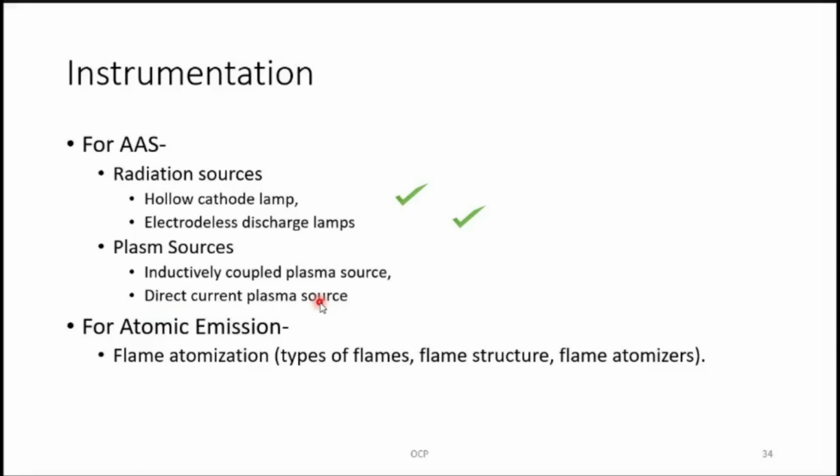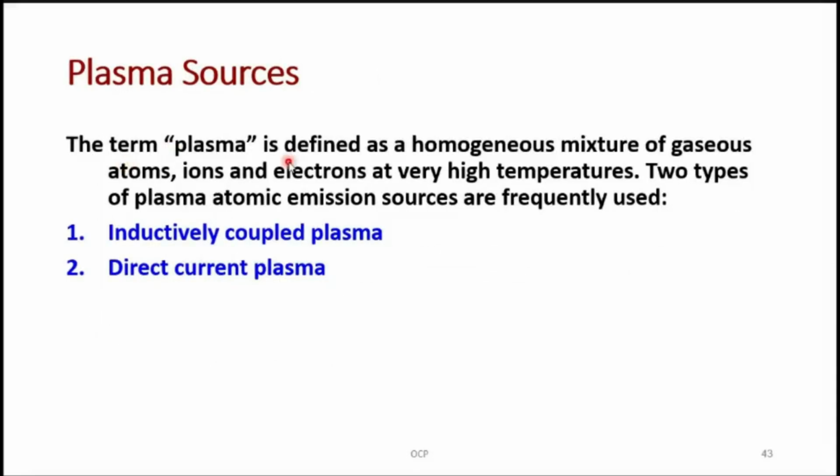There will be electrodes involved in direct current plasma sources, and in the case of inductively coupled plasma source there will be an induction coil. By looking at the name itself, you can understand the two important differences between these two plasma sources. The term plasma in a biological system is something different from plasma in terms of physics, in terms of pharmaceutical analysis.